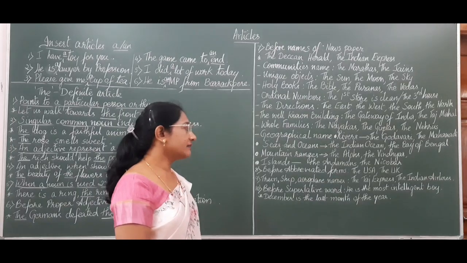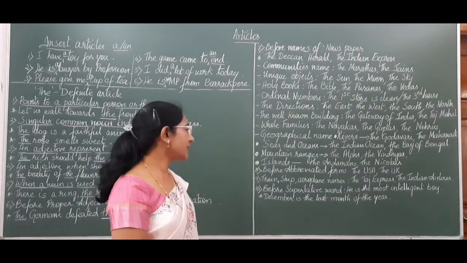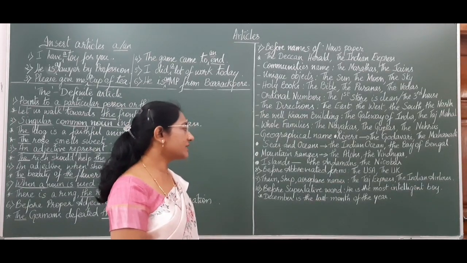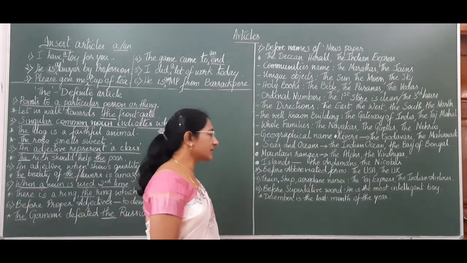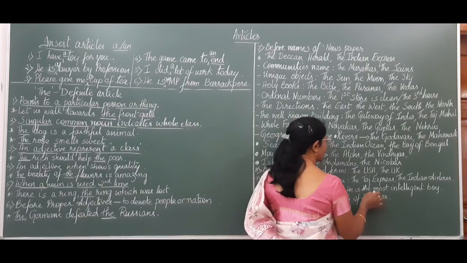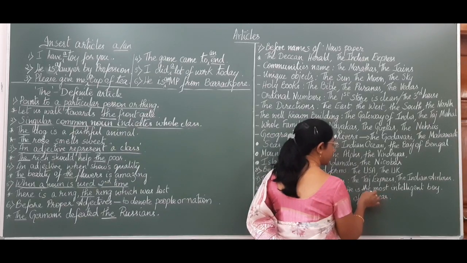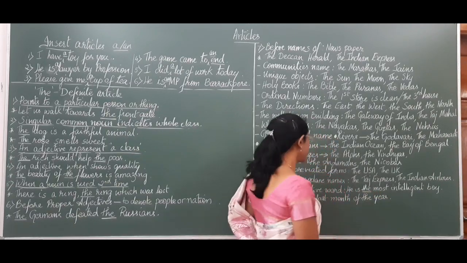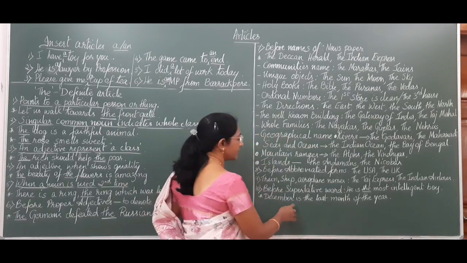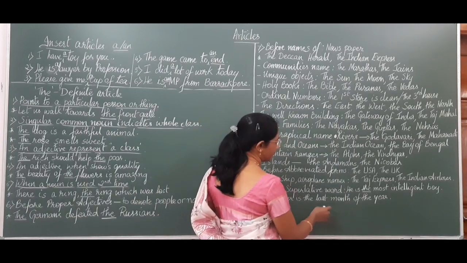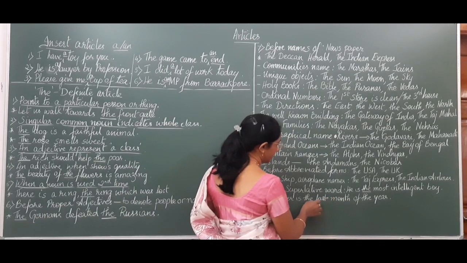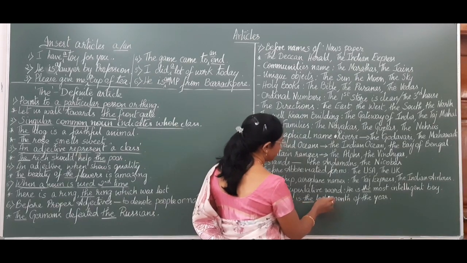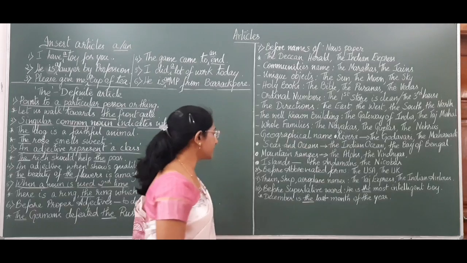Before superlative words, all the superlative words always take the. He is the most intelligent. Most tells about the superlative degree and you use the article the. Next, December is the last month, the, because it denotes the superlative degree.